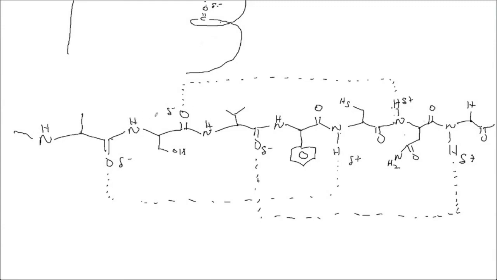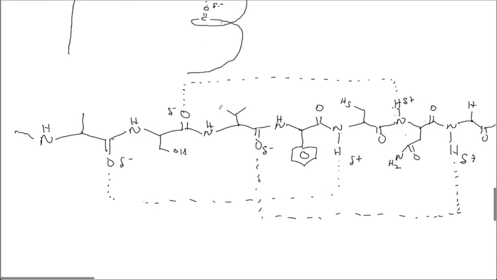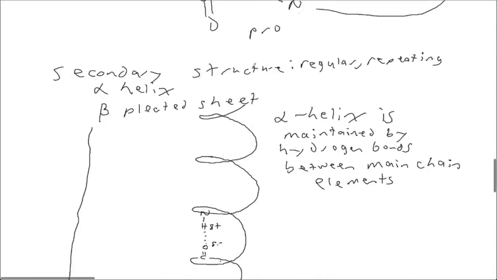The point is that in the interior of the alpha helix, every carbonyl is hydrogen bonded to a hydrogen on a nitrogen, and every hydrogen on a nitrogen is hydrogen bonded to a carbonyl. That is true in the interior. It's a regular repeating structure.